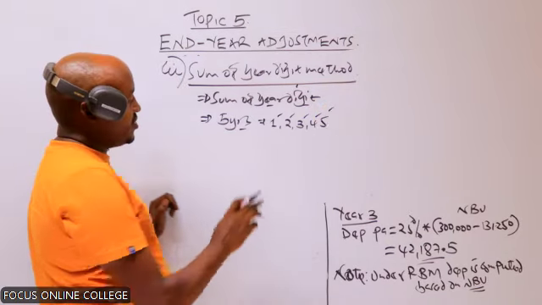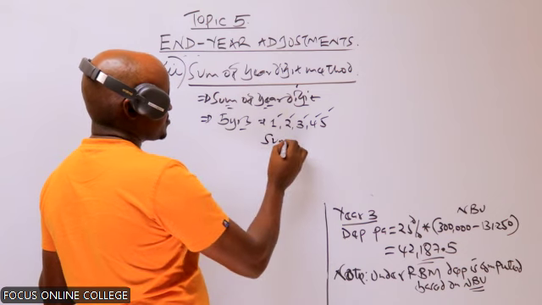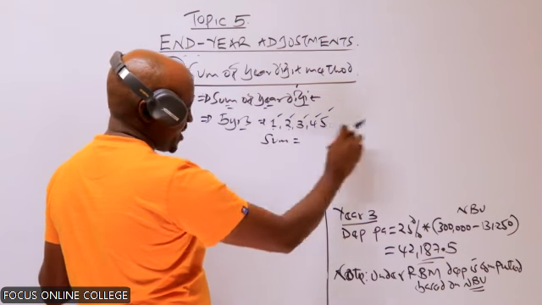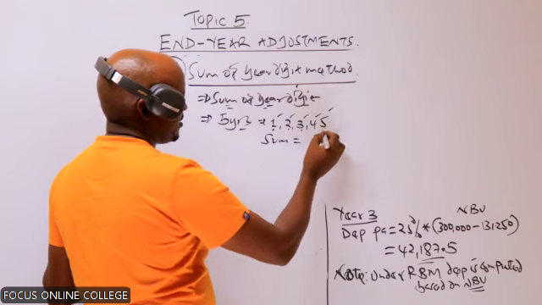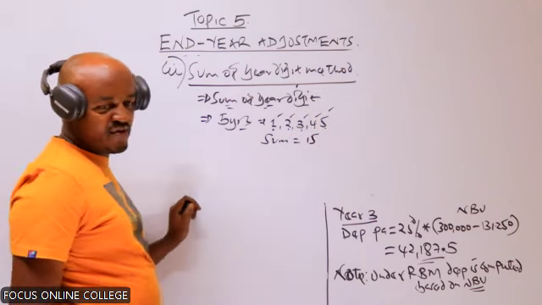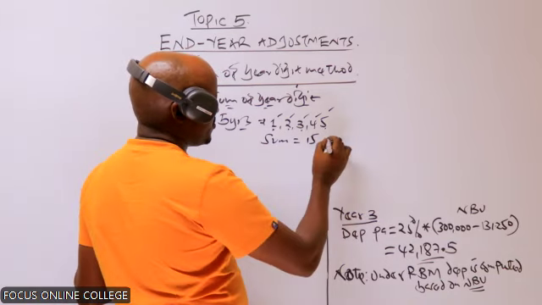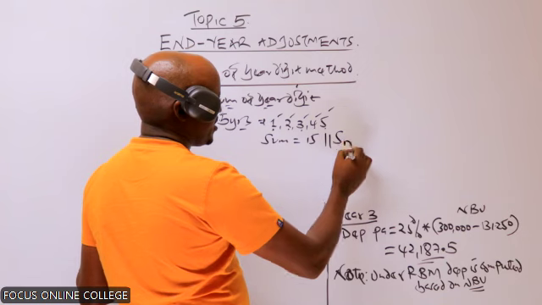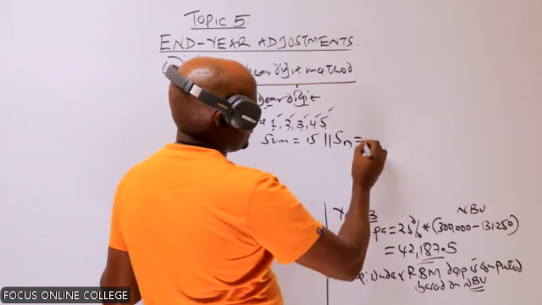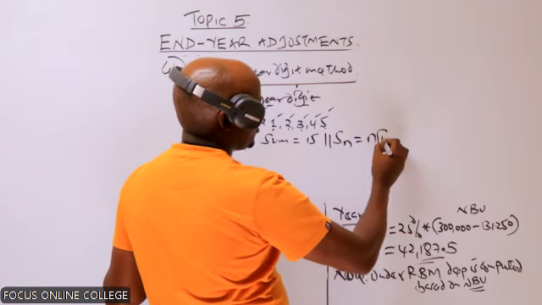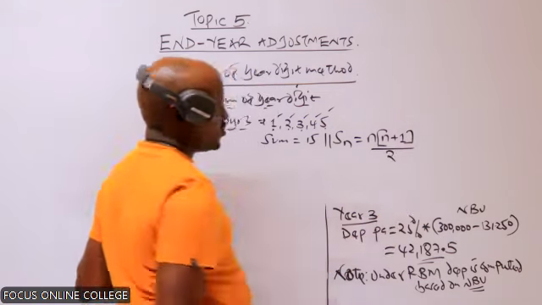So get their sum. Their sum will be this plus this, or we add all these. This will be 3, 6, 10, 15. So that is the sum of years digit. Alternatively, to get the sum of years digit, there is a formula which we use: Sn, the sum of years digit, is equal to n multiplied by (n plus 1) divided by 2.